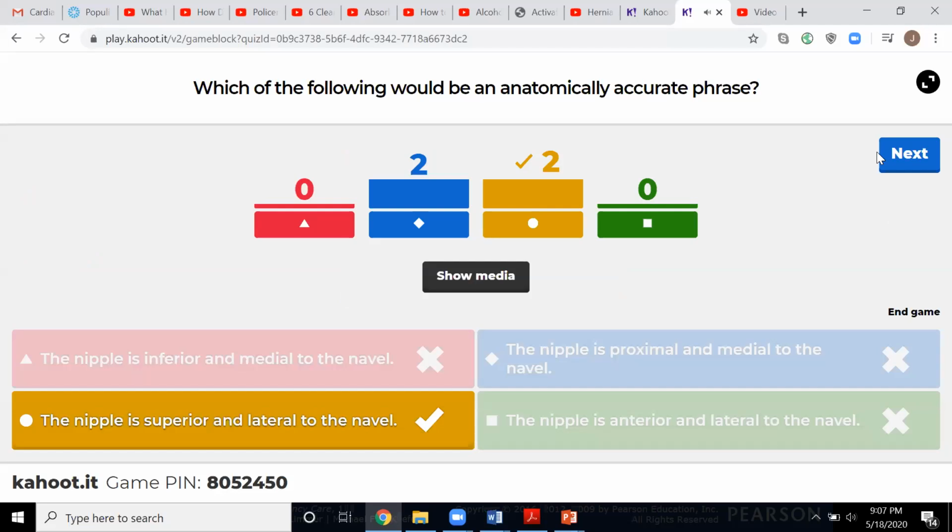The nipple is superior and lateral to the navel. So the navel is your belly button. Superior means it's above the belly button, and lateral means it's to the side of the belly button. So that's correct.